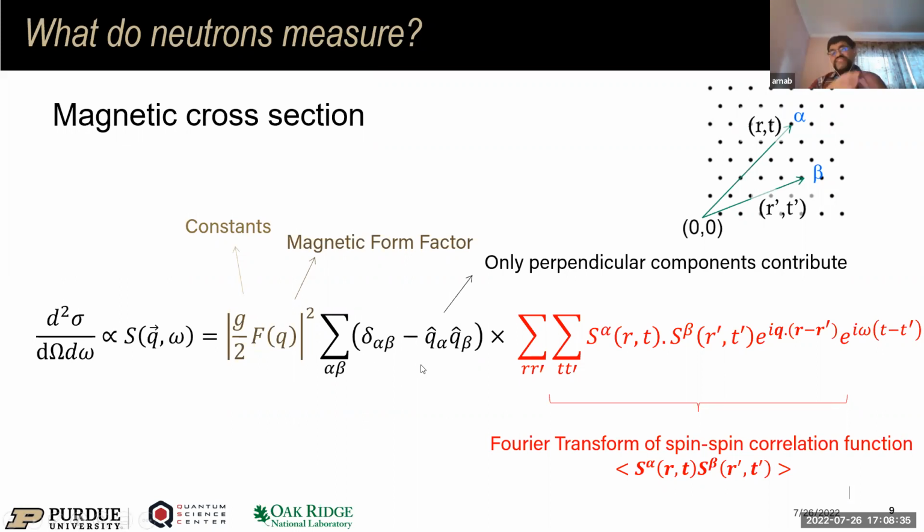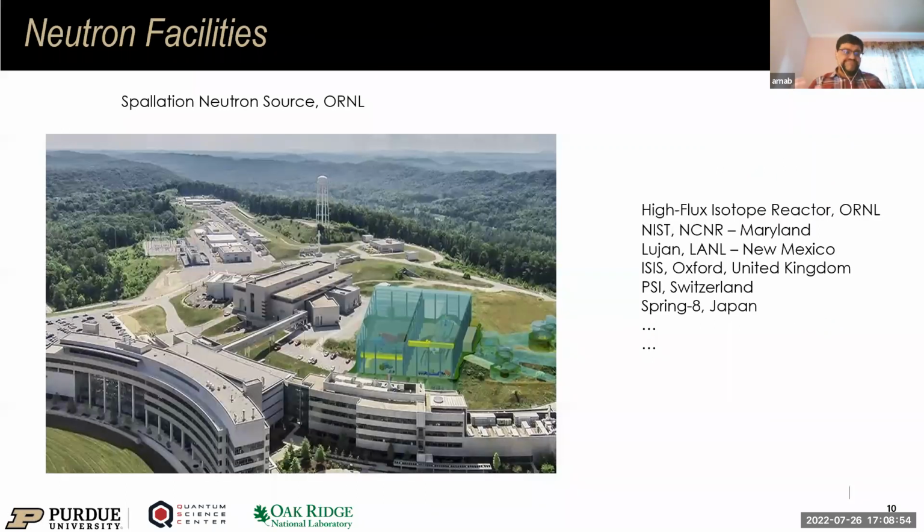Then we have a selection rule which says that only perpendicular components contribute, which kind of tells you whether you have an Ising system or a Heisenberg system, and so on and so forth. But the most important thing that we have is the Fourier transform of the spin-spin correlation. So the question is whether we can get to that in what we do with these quantum annealers.